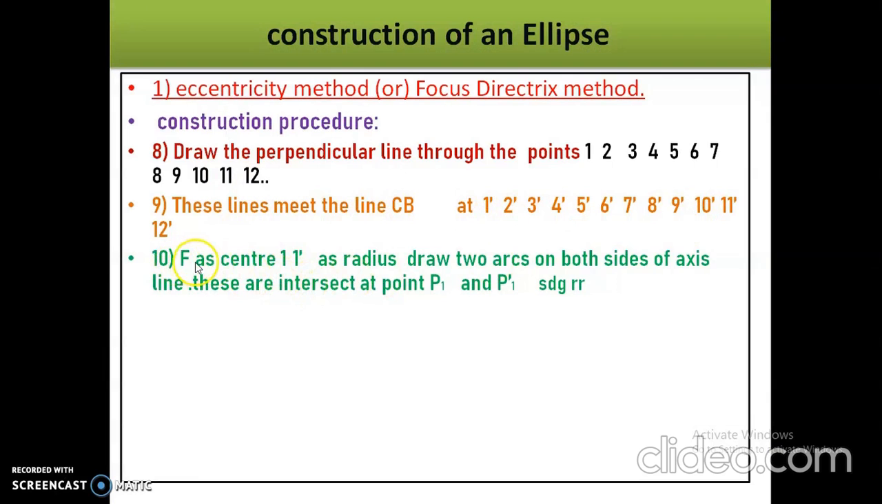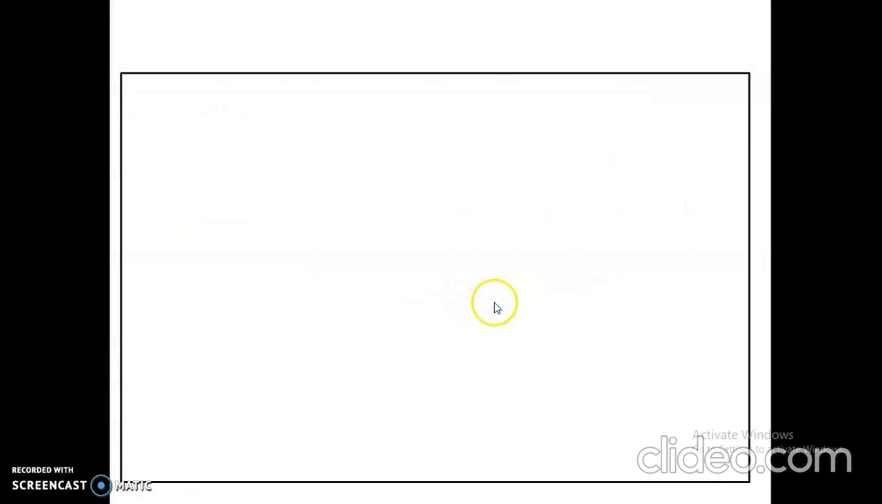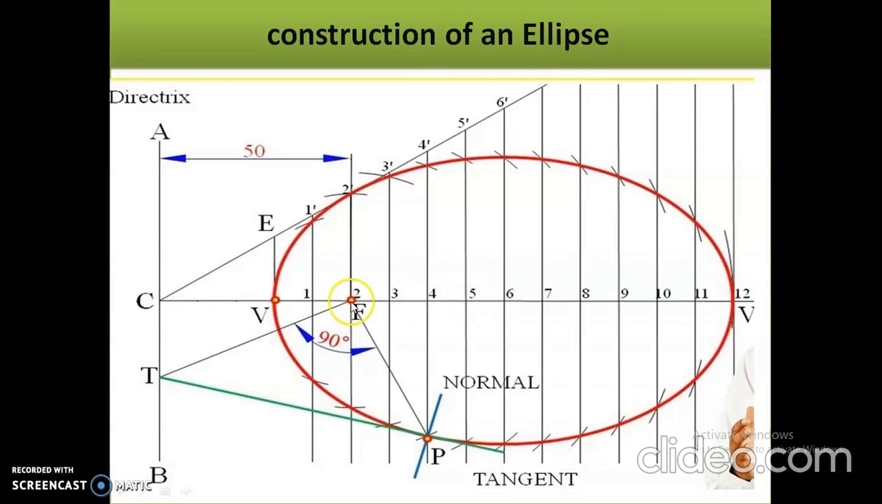So now, tenth point: with F as center and 1 dash as radius, draw two arcs on both sides of the axis line. These arcs intersect at P1 and P1 dash. See here, take 1 dash 1 as a radius, F as the center point, and draw an arc on both sides of the axis line. Repeat this procedure for all points.